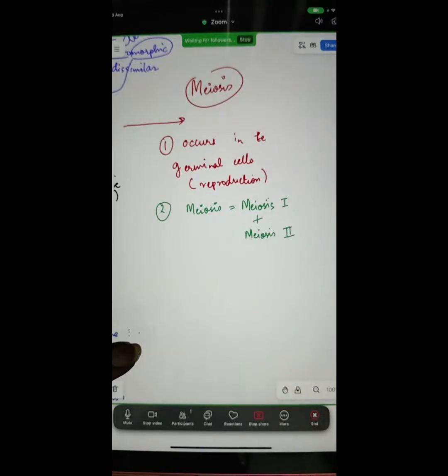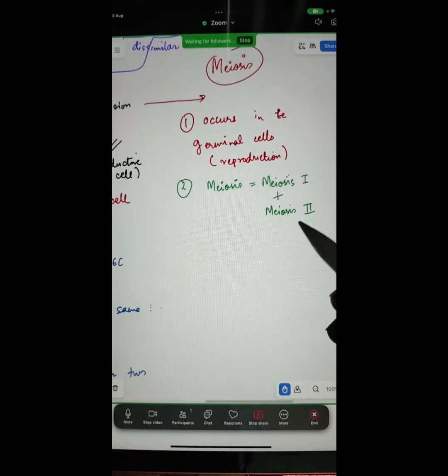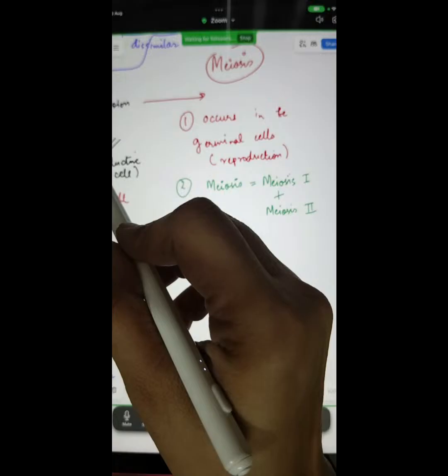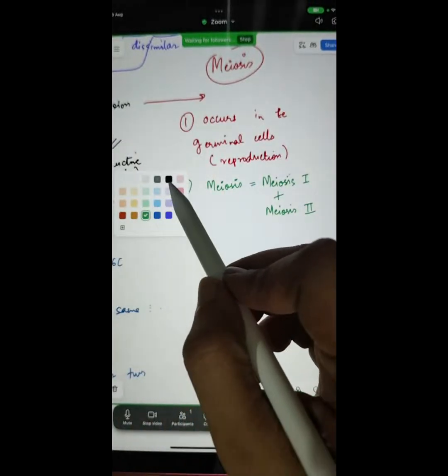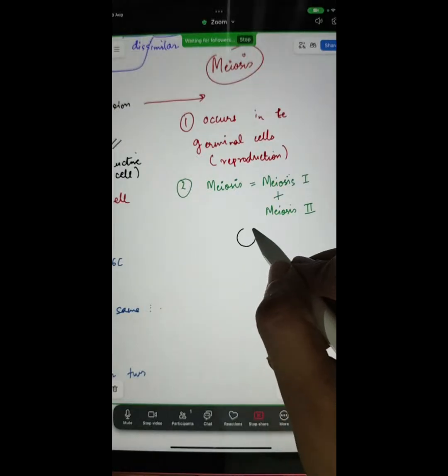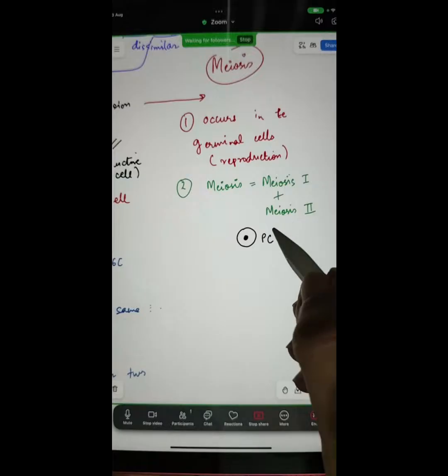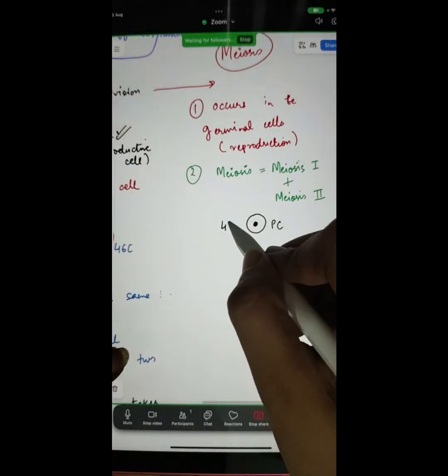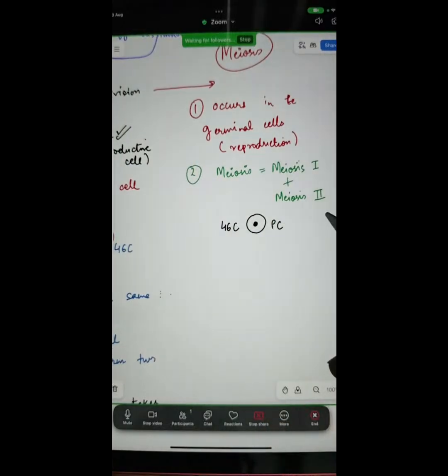Okay, meiosis 1 and meiosis 2. Until both these processes are done, meiosis will not get over. So let's begin. Suppose this is the parent cell, this dark structure is the nucleus, and suppose this cell is also having 46 chromosomes. So C means chromosomes.